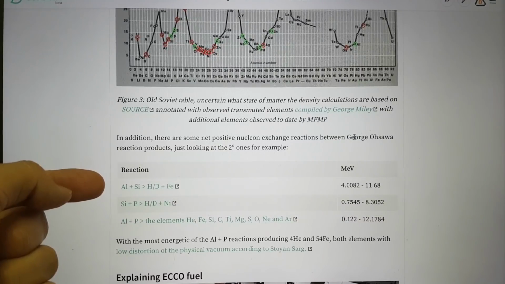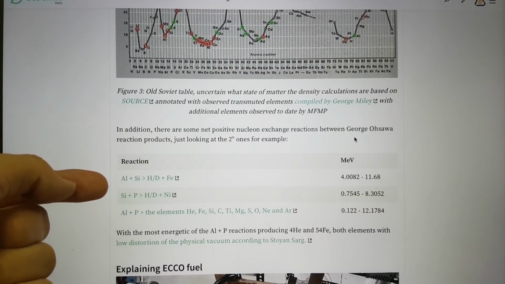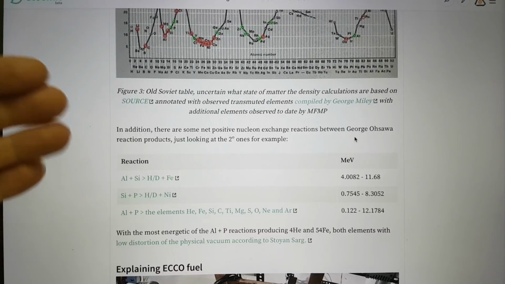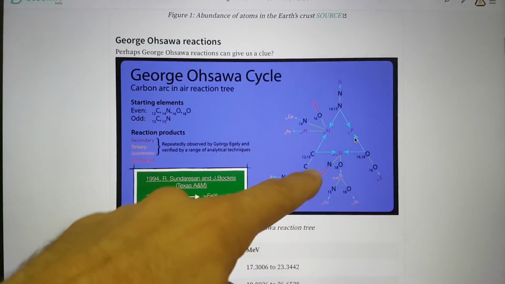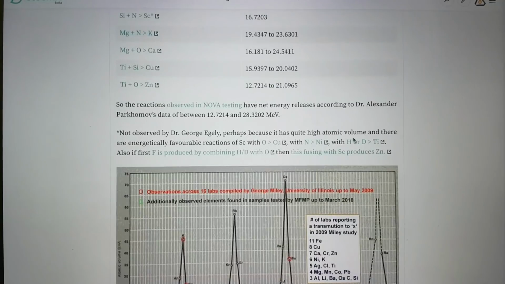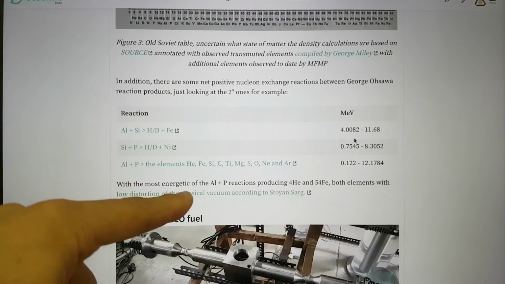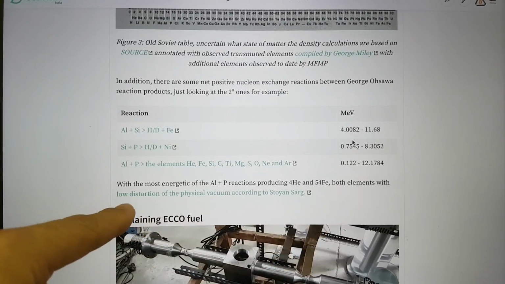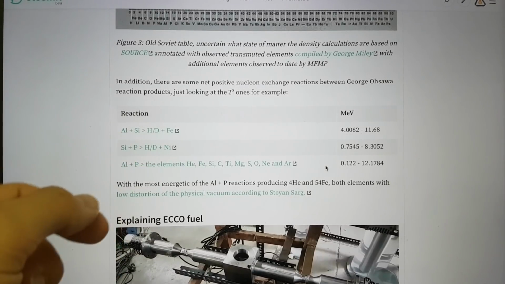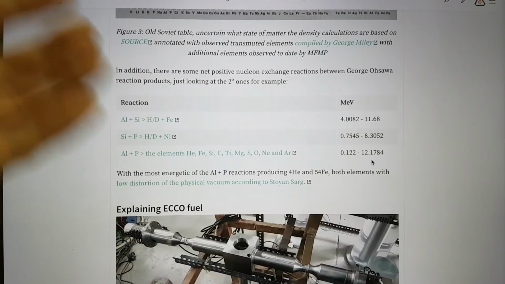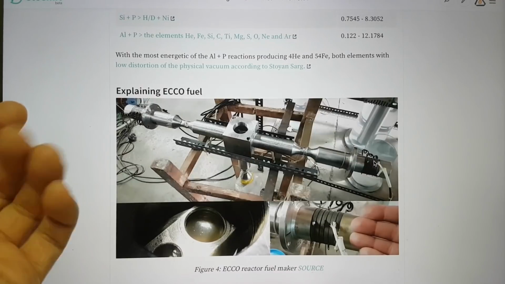So moving on, I looked at other reactions here that lead to iron and to nickel. These are reactions where we are looking at interacting the aluminium and the silicon, and the aluminium and the phosphorus, and the silicon and the phosphorus. Actually, with aluminium and phosphorus, the most energetic reaction leads to 4 helium and 54 iron, and both of these have very low atomic volume relatively. They've got a big reduction in the amount of the physical vacuum they distort. Now, I want to take this concept into the explanation of the echo fuel and why it may be working.